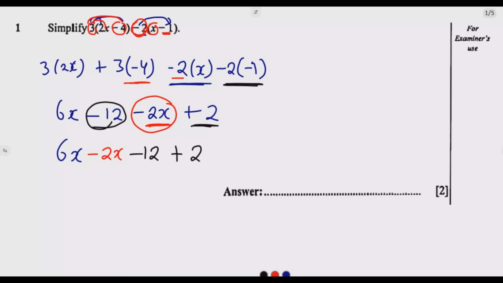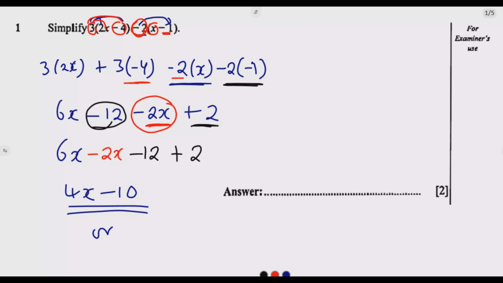6x minus 2x is the same as having 6 apples and taking out 2 apples. I'm going to remain with how many apples? There will be 4x, which is 4 apples. Then I move to the negative 12, which is negative 12. Then I move 2 steps to the positive, which is the same as negative 12 plus 2, which will give me negative 10.